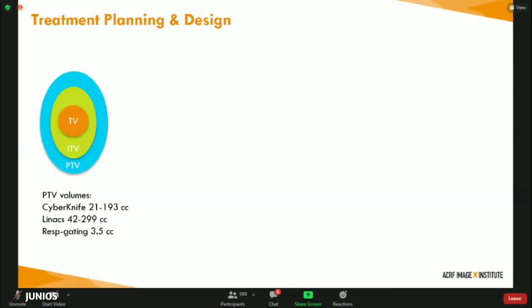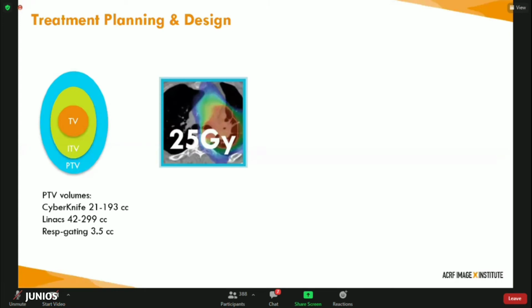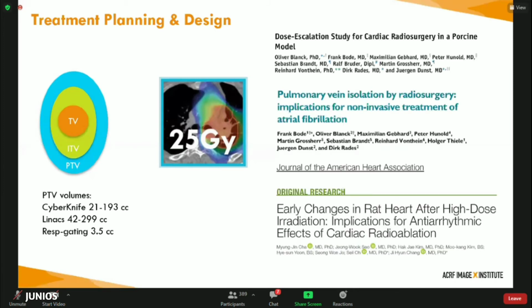In terms of treatment planning, target volume or ITV to PTV margin expansions have ranged from 0 to 8 mm, and PTV volumes have ranged from 3.5 to 300 cc. All but one clinical cardiac radioablation treatment has prescribed 25 gray in a single delivery. Currently, the optimal target dose is relatively unknown.